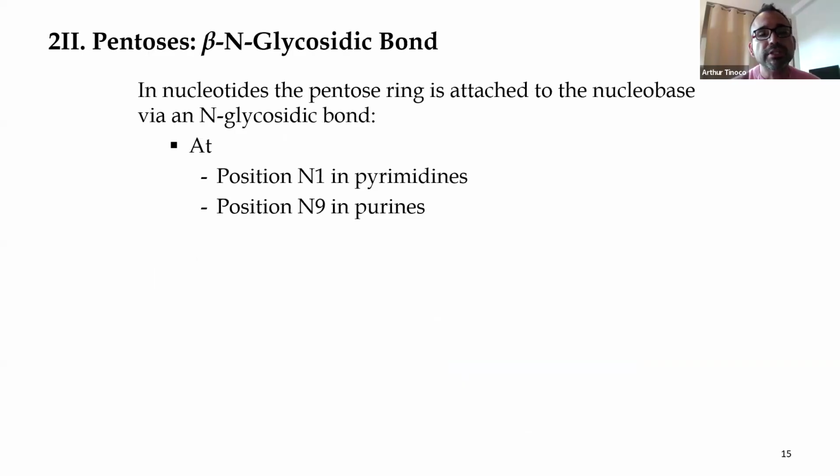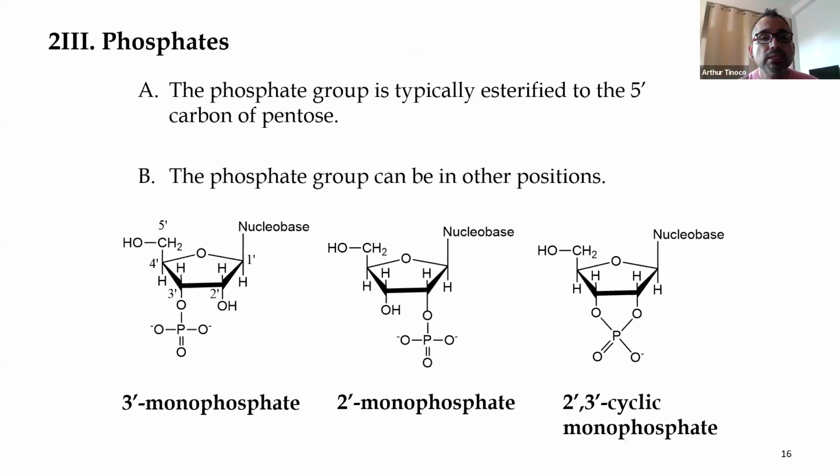All right, as far as how this is within the structure of the nucleotides, essentially you have a beta-glycosidic bond. The pentose ring is attached to the nucleobase via this type of bond. The connection in pyrimidines is at position N1, and the connection for the purines is at position N9. Another critical component is the phosphate group.